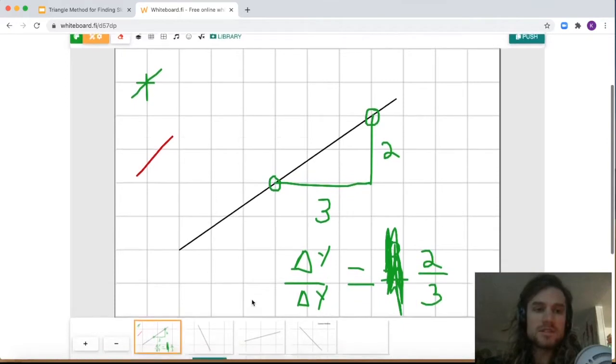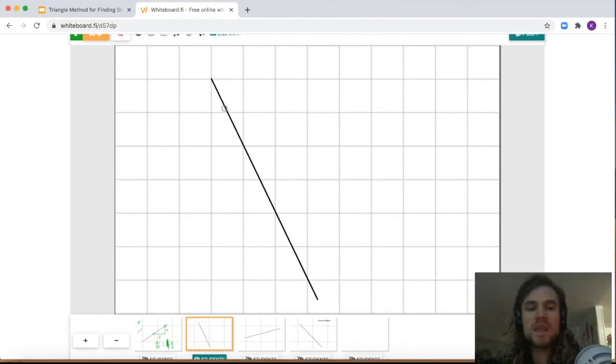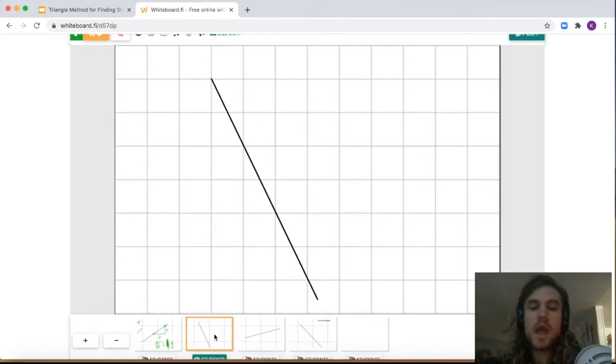Okay, let's do another one. Now here is another line, and we can see it has a negative slope. People are always asking me, how do you tell when the slope's negative? So one way is just to observe: this is a positive slope, this is a negative slope. However, there's another way as well.